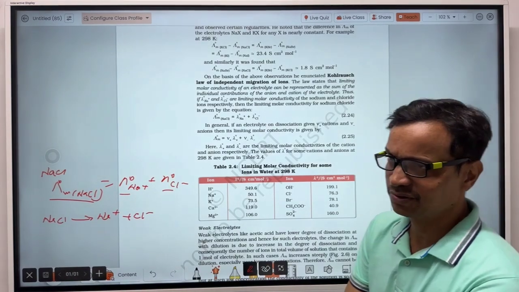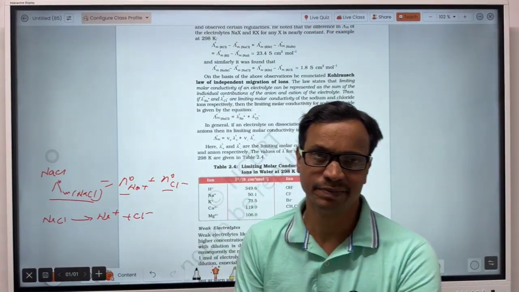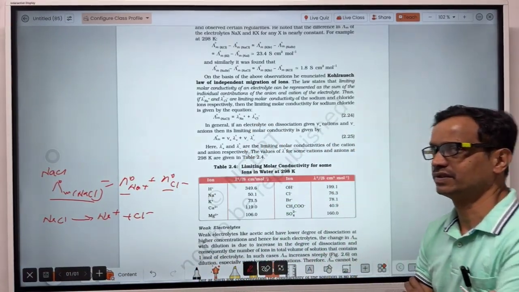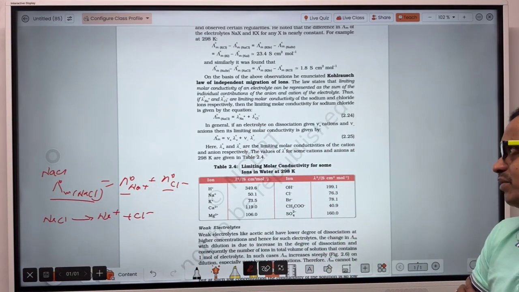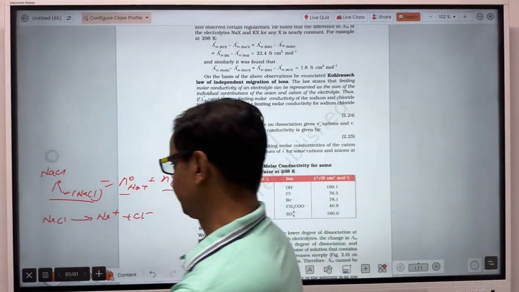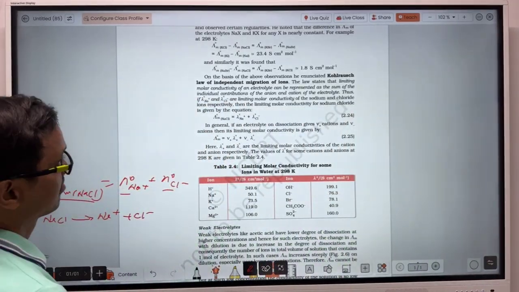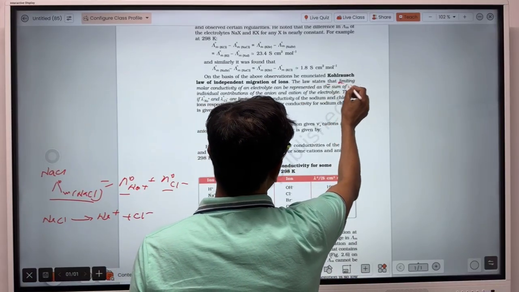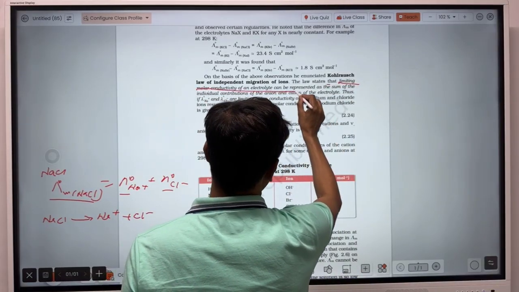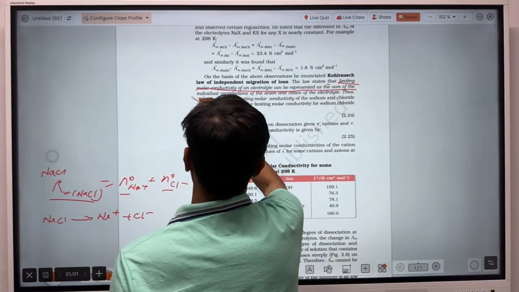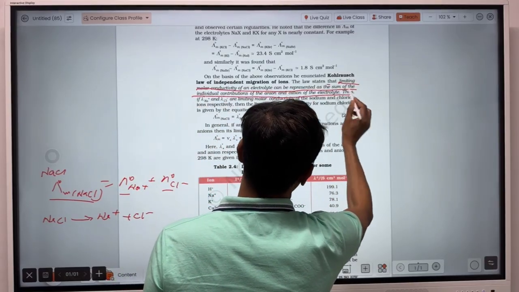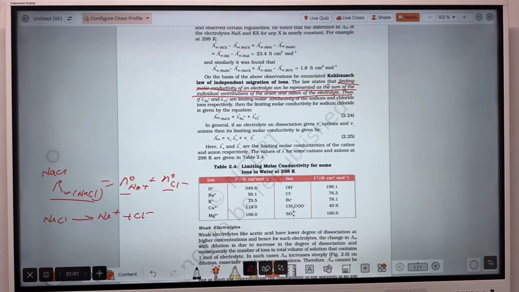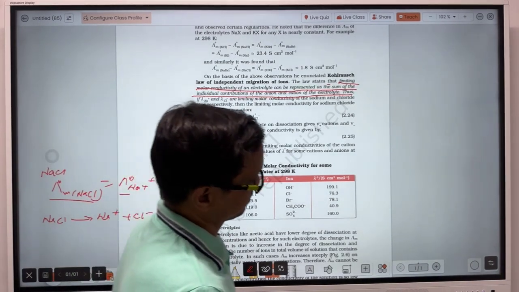And for a weak electrolyte also, the limiting molar conductivity will be equal to the summation of the molar conductivity of the cation and anion both. So this law states that the limiting molar conductivity of an electrolyte can be represented as the sum of the individual contributions of the cation and the anion. That is called the law of independent migration of ions.